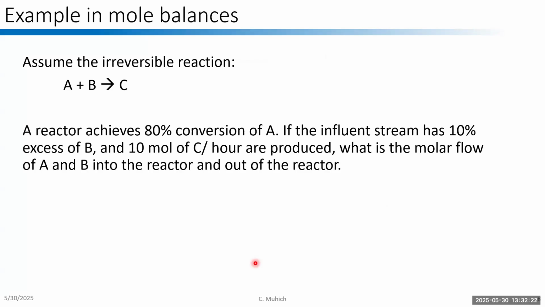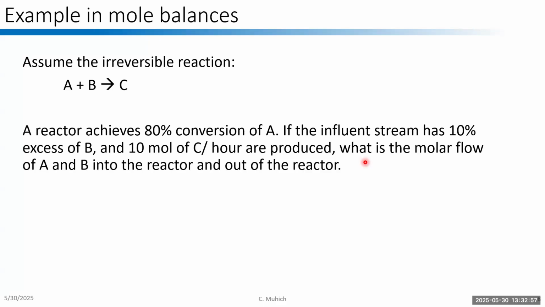Let's go and use that exact reaction. A plus B goes to C. And for this first example, we're going to assume that the reaction is irreversible. Right, so once A and B react, it's going to go to C. All right, so let's assume that the reactor achieves 80% conversion of A, that the influent stream has a 10% excess of B, and 10 moles of C per hour are produced. We want to know what the molar flow rate of A and B into and out of the reactor are.